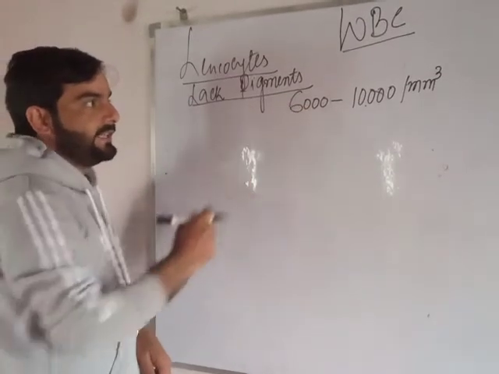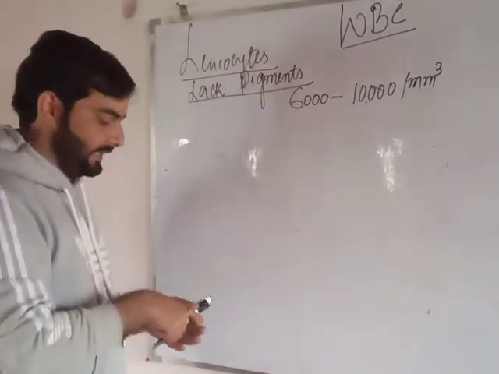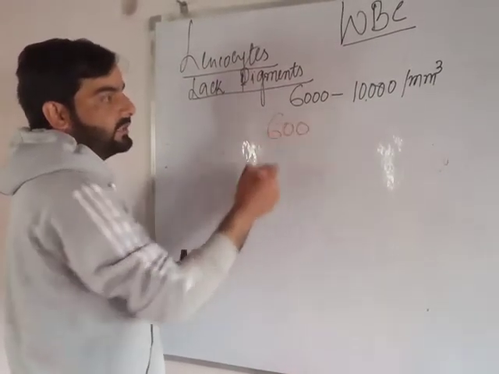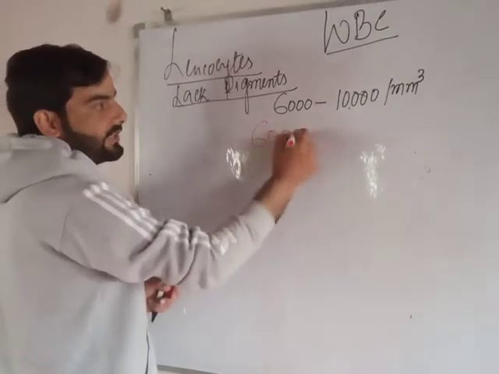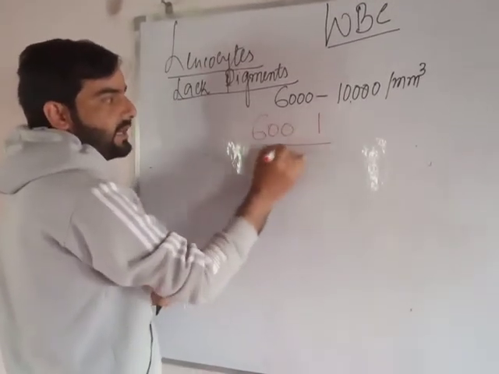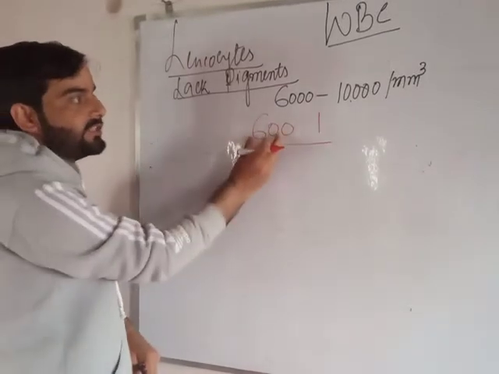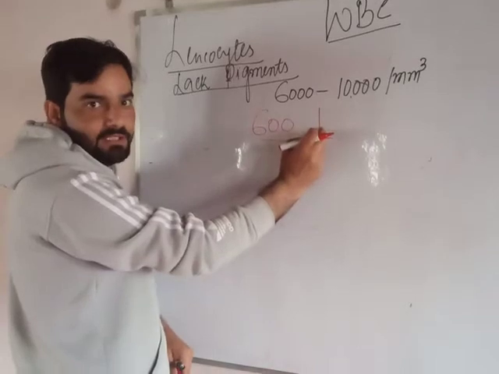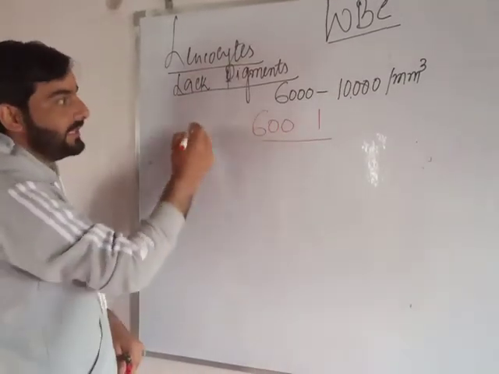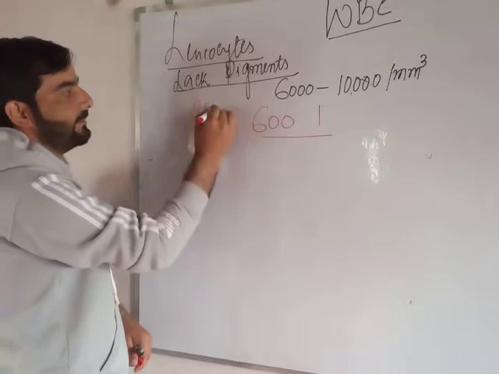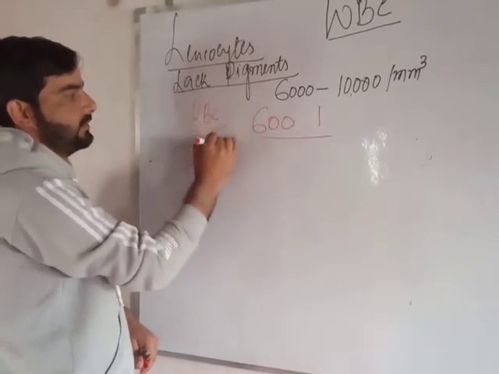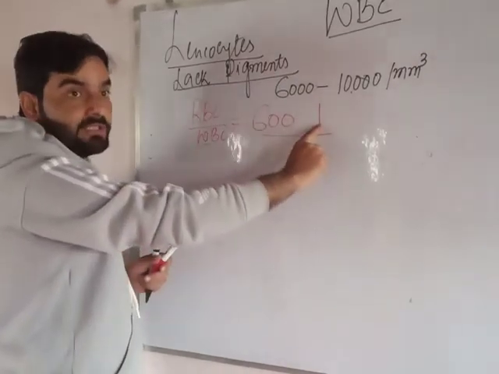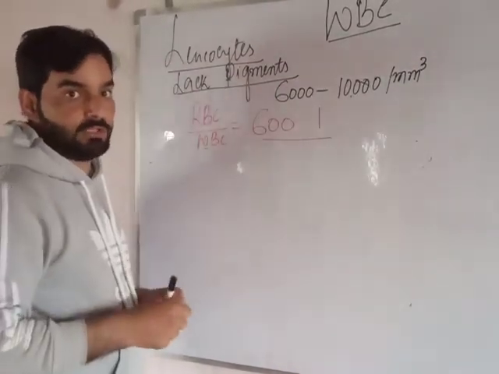If we take this ratio with the RBC, there will be 600 RBCs and 1 WBC. 600:1 will be the RBC to WBC ratio. That means the WBCs are very few in blood.